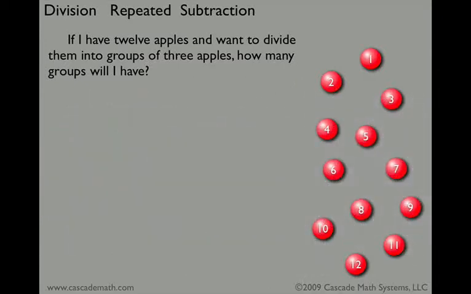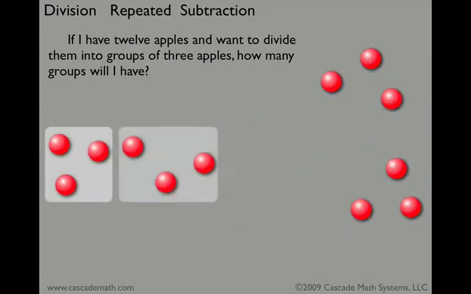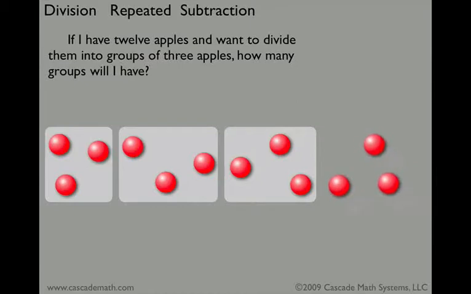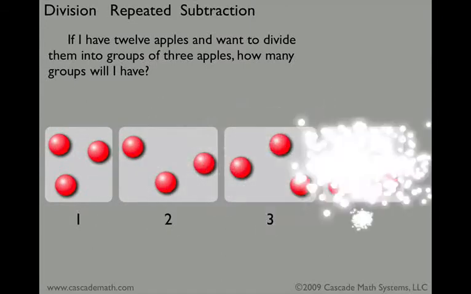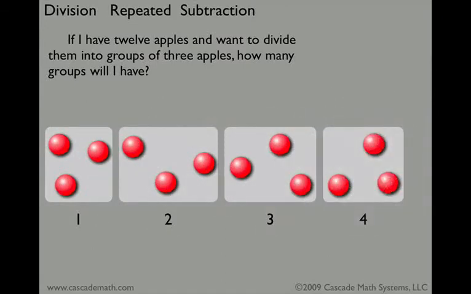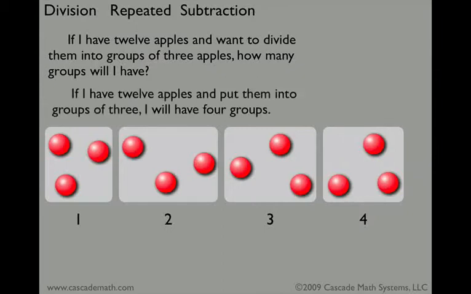Here's how I worked the problem. I started taking the balls out 3 at a time. 3, 3, 3, 3. Let's count how many groups of 3 we have. 1, 2, 3, 4. If I have 12 apples and put them into groups of 3, I would have 4 groups. 12 divided by 3 equals 4.